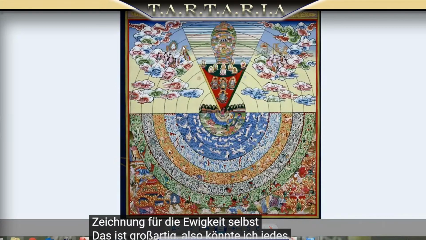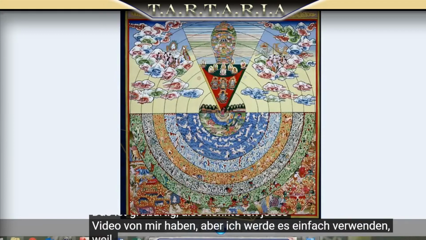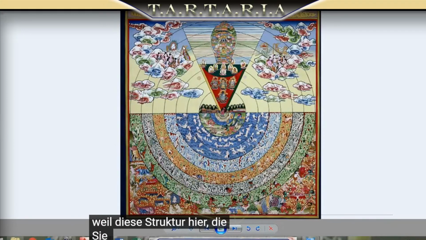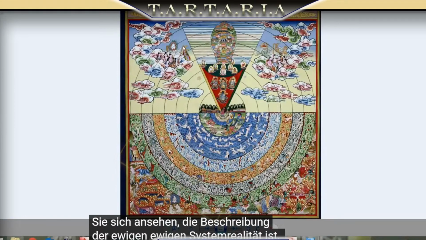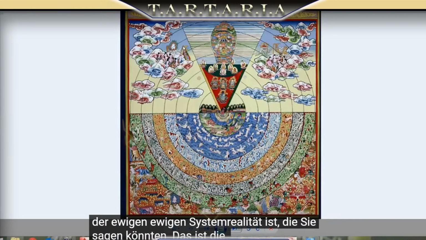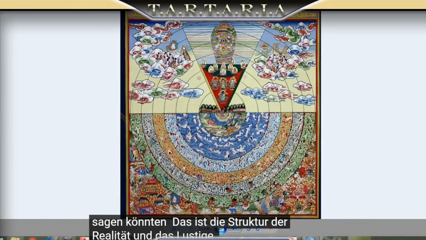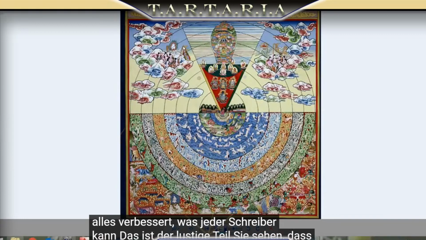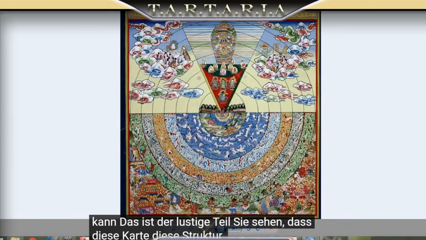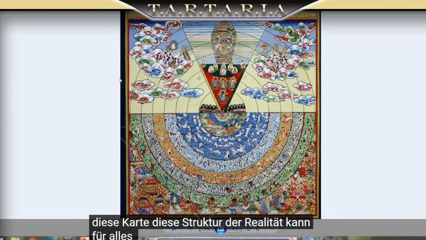So I'm not going to have any video of me, but I'm just going to use this, because this structure here that you're looking at is the description of the eternal system, reality, you could say, the structure of reality. And the good part about it is that by me using this map, it actually includes everything that I could ever describe. This structure of reality can be used for everything.